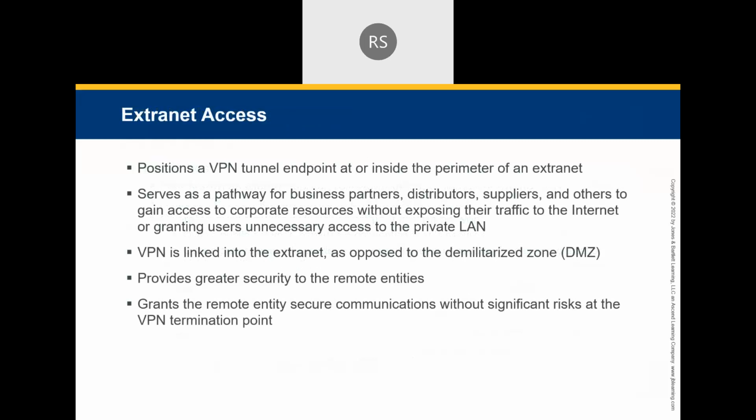Now, extranet access with VPNs. So with this, you have your endpoint positioning. So you want to position those VPN tunnel endpoints at the inside of the perimeter of the extranet. So this serves as a pathway for external entities like business partners, distributors, suppliers, to allow them to access corporate resources securely.